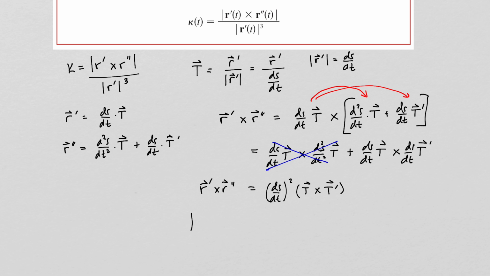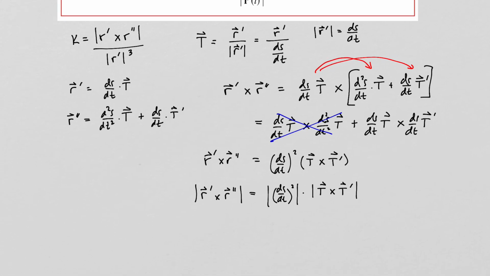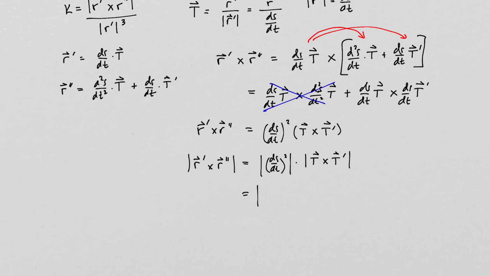Now if we take the magnitude of this, we're going to get the magnitude of ds dt squared, and then times the magnitude of T crossed with T prime. And this is equal to the magnitude of ds dt squared multiplied by the magnitude of T prime times the sine of theta. And this is just from properties of cross products.